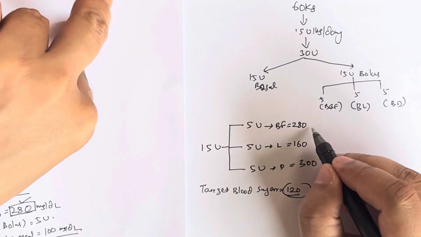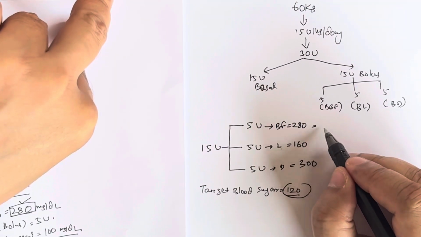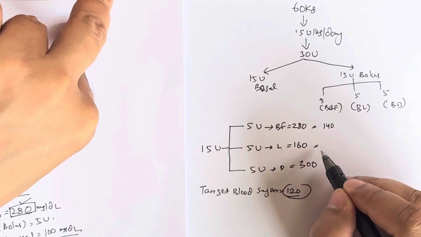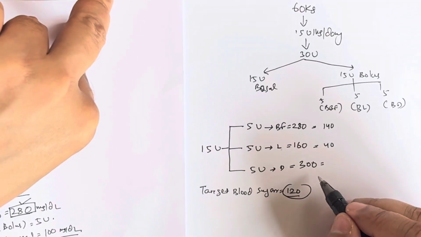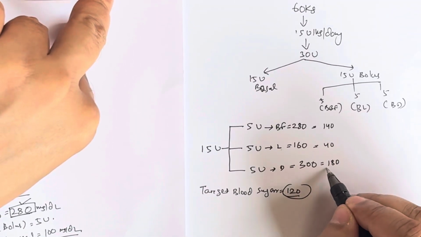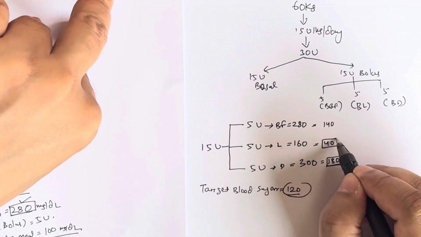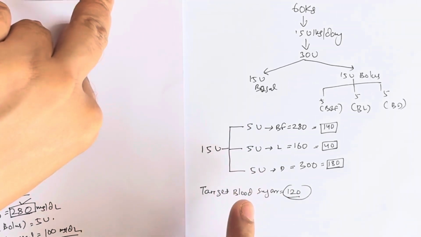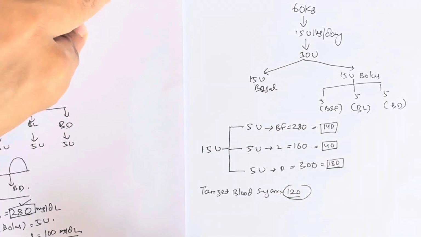So what is the deficit? 280 minus 120, so that is 140. Here it is 40, here it is 180. So this much of sugar is extra in each of our meals. So the insulin that we are giving was not enough to control the blood sugar. So here we have to top up the insulin.